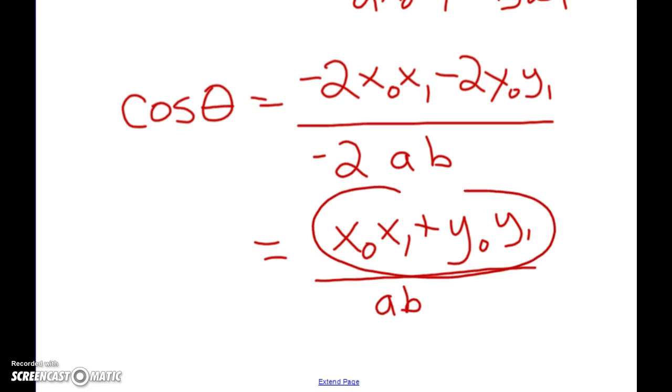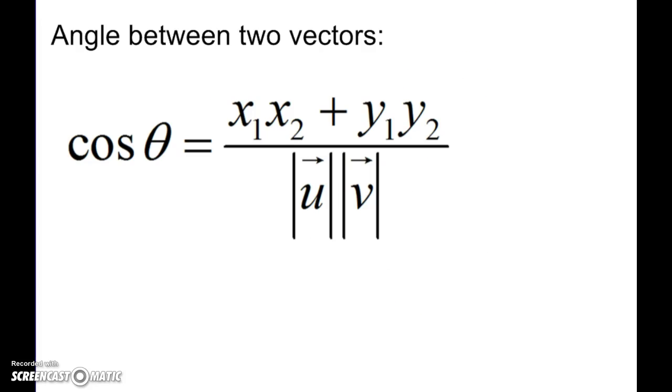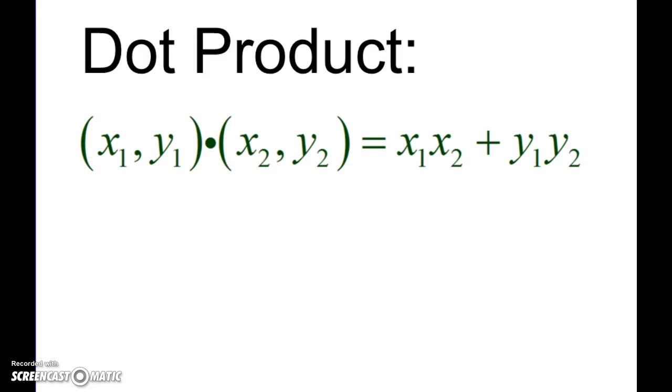Okay. Now look at that pretty little pattern there. That's just two vectors. You multiply the first numbers together, you multiply the second numbers together, and you add them together. That so often occurs in vector multiplications. It's got its own special name. That's called the dot product.